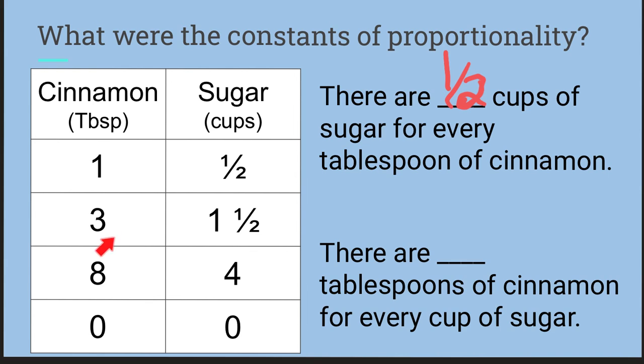And now that we know this, this is what we can multiply by to go from cinnamon to sugar. We can say, what's half of 3? 1.5. What's half of 8? 4. And half of 0 is 0, which is a good thing too.